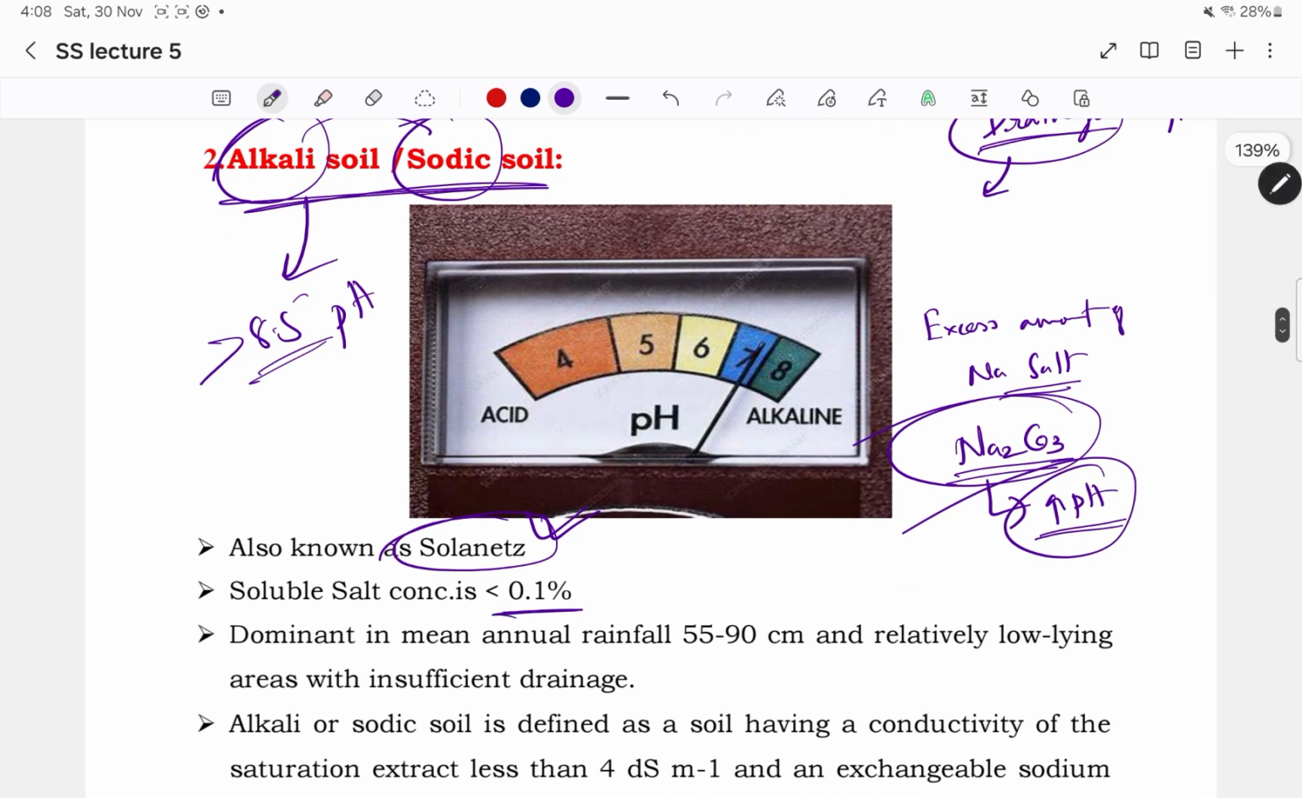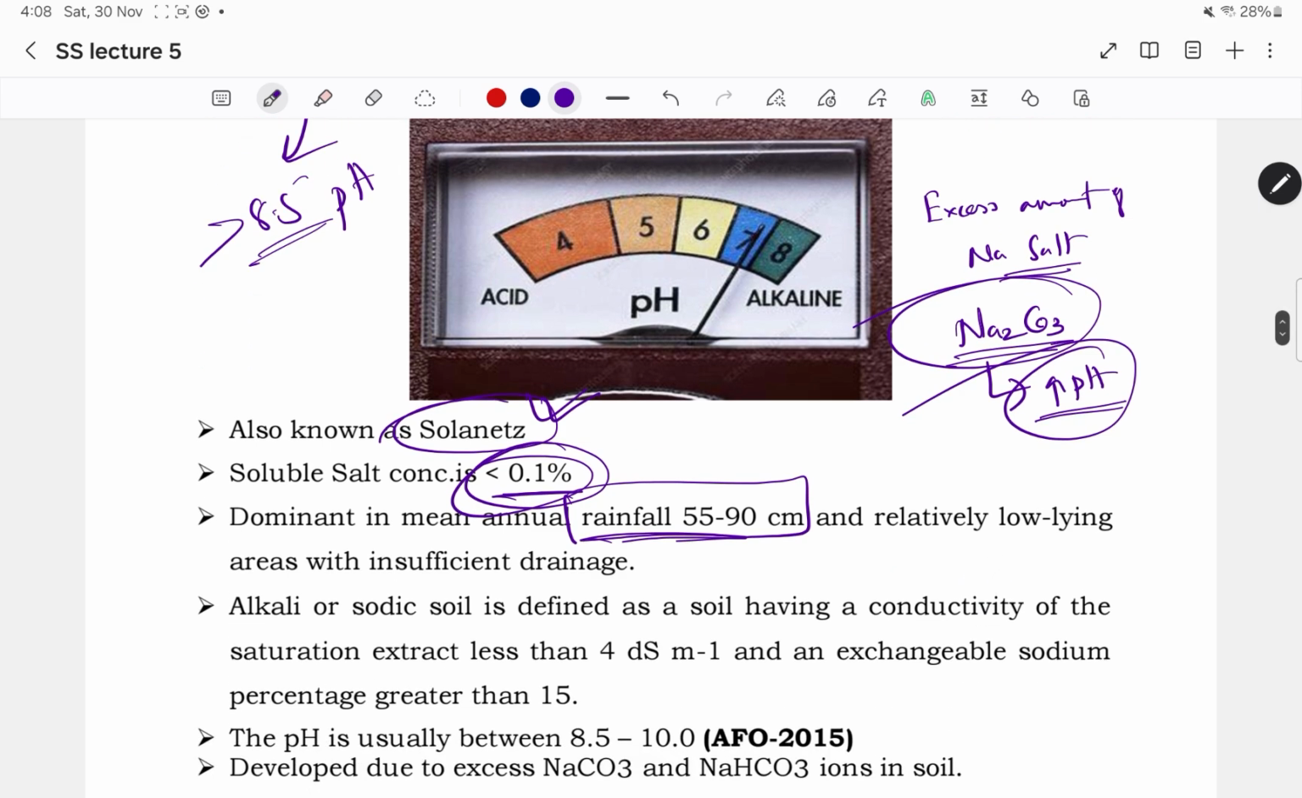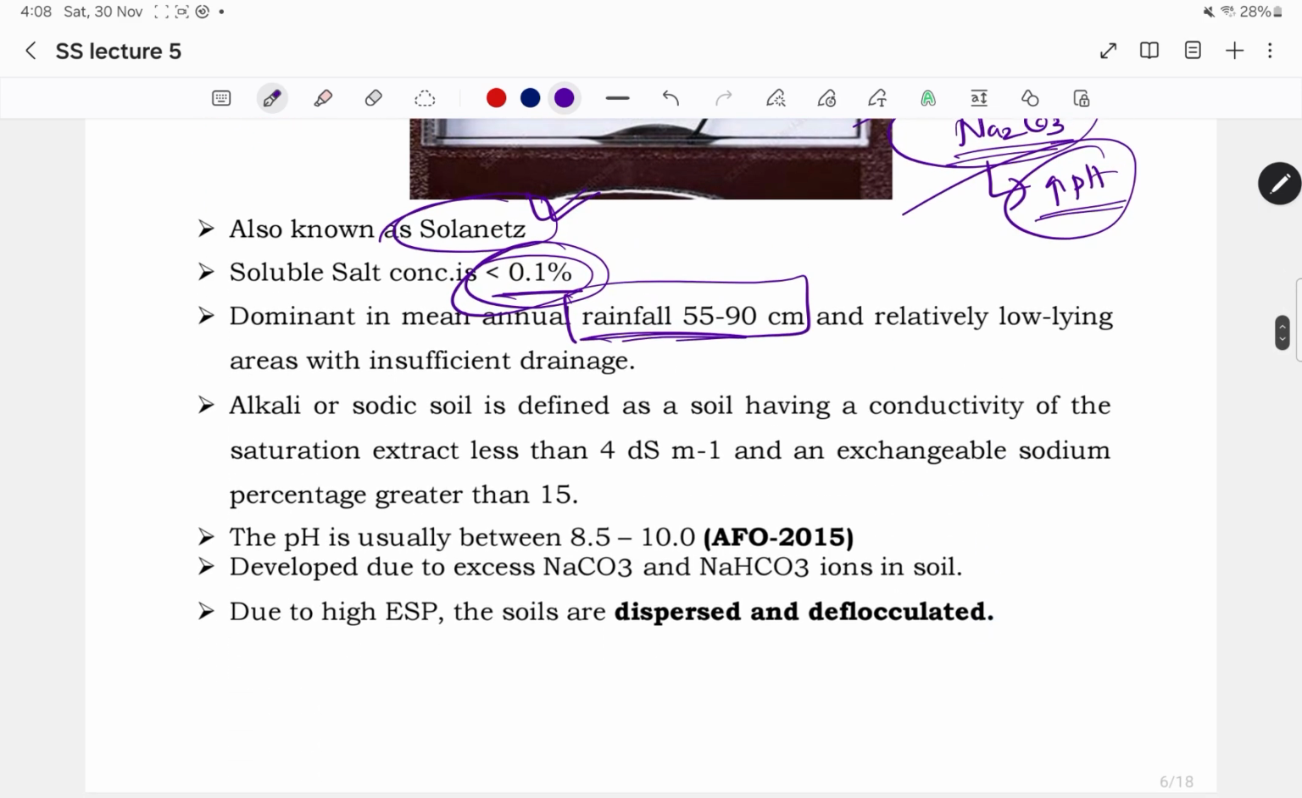Here the soluble salt concentration is less than 0.1%, whereas in saline soil it was more than 1%. It usually occurs in rainfall areas having rainfall more than 55 to 90 centimeter. The pH is usually between 8.5 to 10.